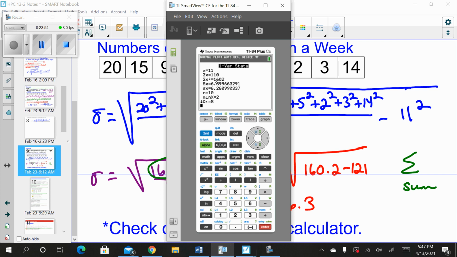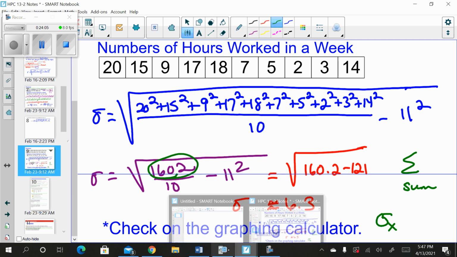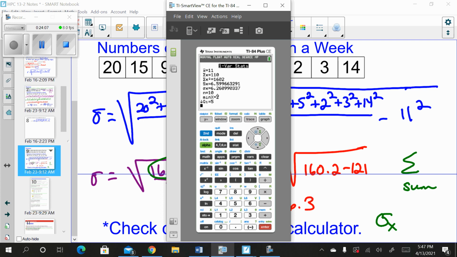So in that alternate form, it gives us the sum of all the squares, so we don't have to add it up. What I want to look for is 2 down from there, sigma of the x's. Sigma of the x's means the same thing as standard deviation. So there it is. There's our 6 point. Now we rounded to 6.3, but 6.26 would round to 6.3. So it works out super great. So it will tell you your standard deviation. It also tells you n is 10. That's the number of values.